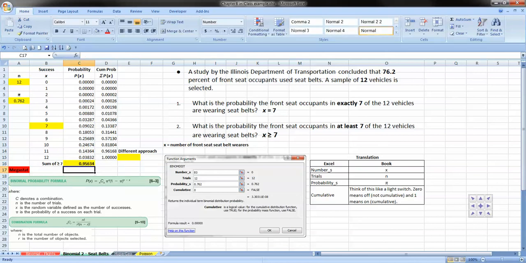And we get 0.95634. Now, a different approach you can take is to essentially do the opposite. Start at the top. We know that all of the probabilities added together equals 1. But if we subtract out 1 through 6, we can get the same solution. Because we're in the cumulative column, we only need to take the 6, not all of the separate ones here. And we get the same answer, 0.95634.